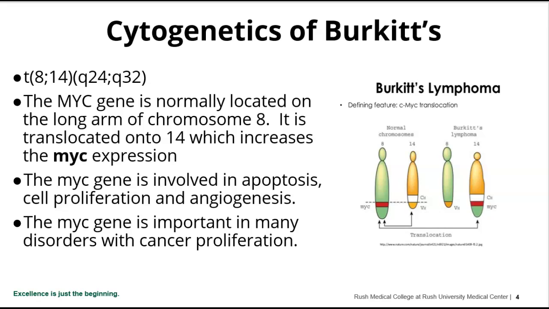Burkitt's has a specific chromosome translocation between the long arms, or Q arms, of chromosome 8 and chromosome 14. And over to the right here, you can see the MYC gene, which is actually a really important gene in a lot of different cancers, is translocated onto 14. And then this little piece of 14 ends up over on 8.